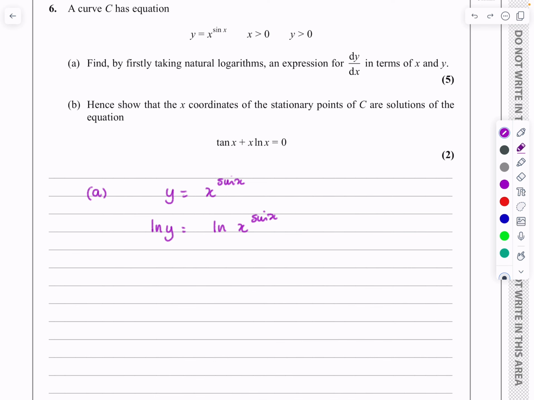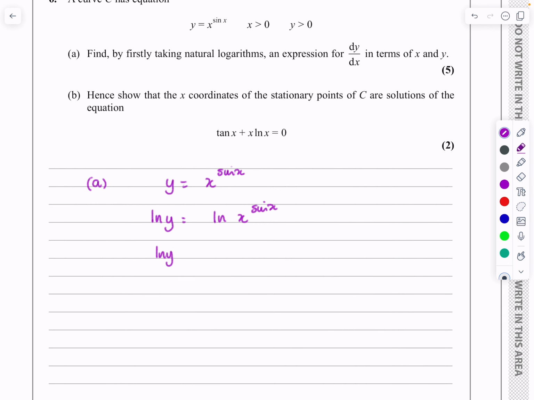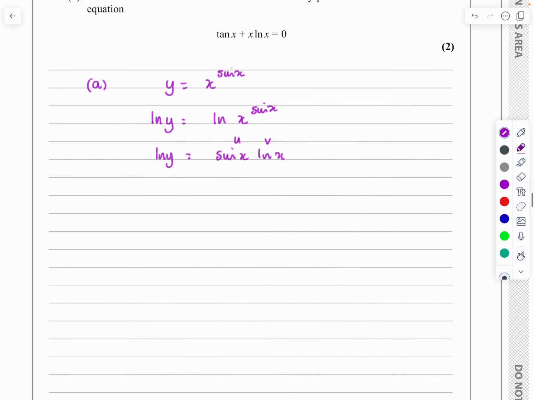So again, don't panic until you have to. So we've got log y is equal to sine x log x. And now I feel much more comfortable with this. I need to differentiate. I need to find dy by dx. So I can differentiate this side parametrically, and I can differentiate this side because this is a product, and if I'm differentiating a product, I'm going to use u dv by dx plus v du by dx. So let's do that straight away.